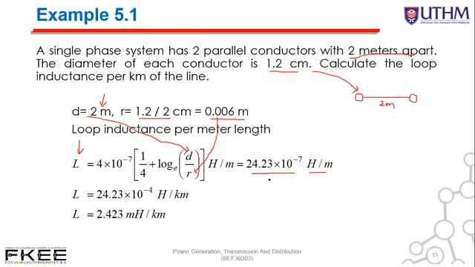So we can convert to kilometer. We got 24.23 times 10 to the power of minus 4 Henry per kilometer, or we can use it as 2.423 millihenry per kilometer. So this is the loop inductance per kilometer of the line.